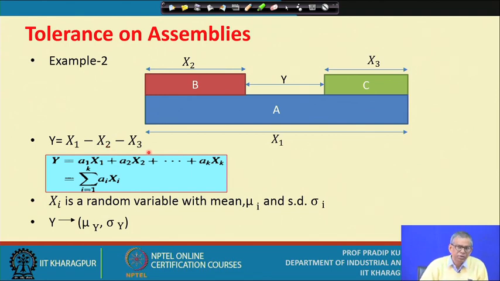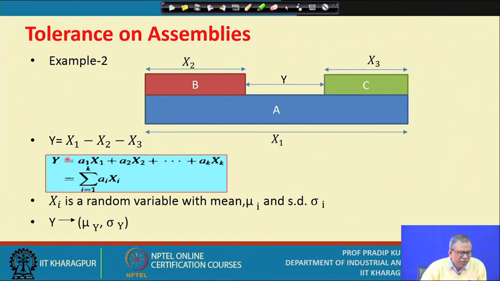So once the configuration is known, you have probably understood that while you deal with an assembly, the basic relationship will be known only when the configuration is known. If the configuration is not known, you do not know the relationship between the final assembly quality characteristics and individual component quality characteristics. So that is the first condition we have arrived at.